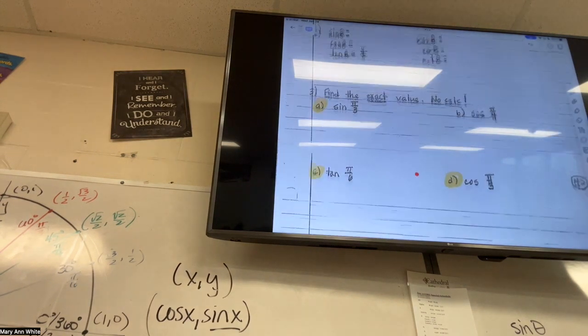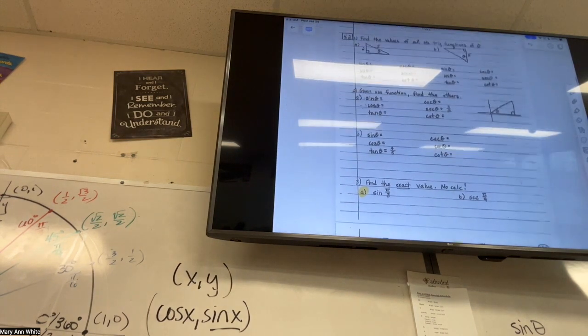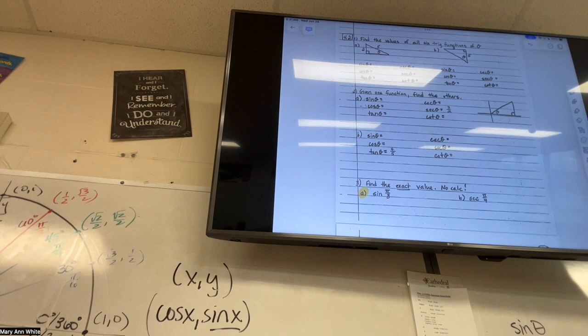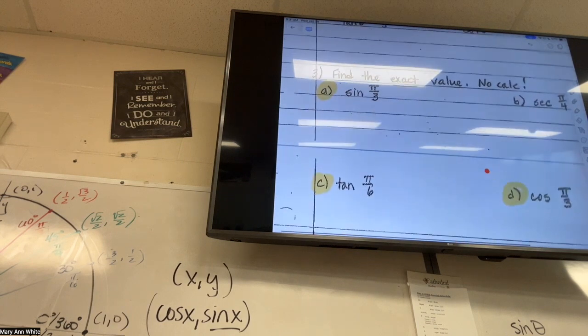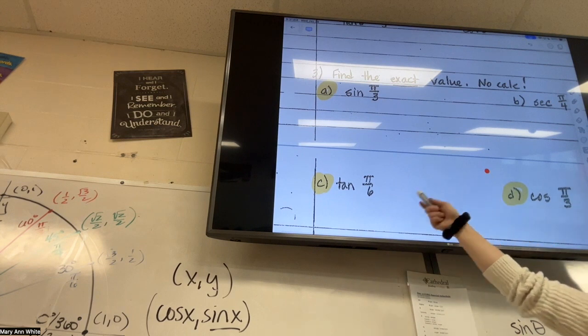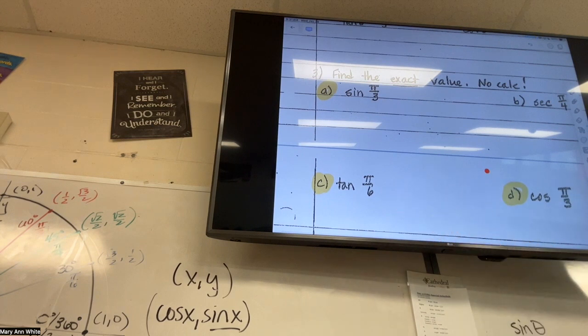All right, once you get to section 4.2, come down to number 3. You guys all on 4.2, come down to number 3. 2 of these problems are on the back side of your paper, that's okay. With your unit circle, we do this with the exact values and we're gonna do this without a calculator. So the first one, letter A says sine of pi over 3.